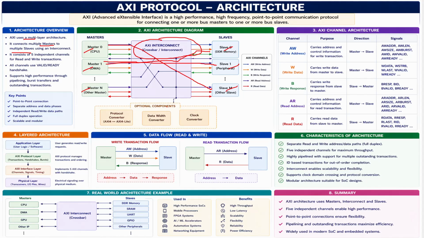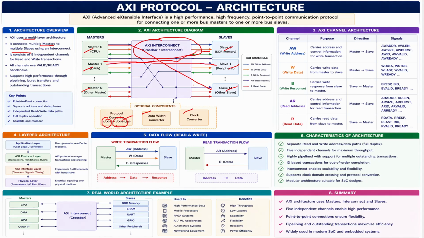And then optional components like a protocol converter, data bit converter, clock converter. So one clock is connected to another clock while we are using some bridge type of AXI protocols. At that time we need some clock converters and then data bit converters. See, AXI4 to AXI4 Lite we are connecting, so at that time we need a converter.